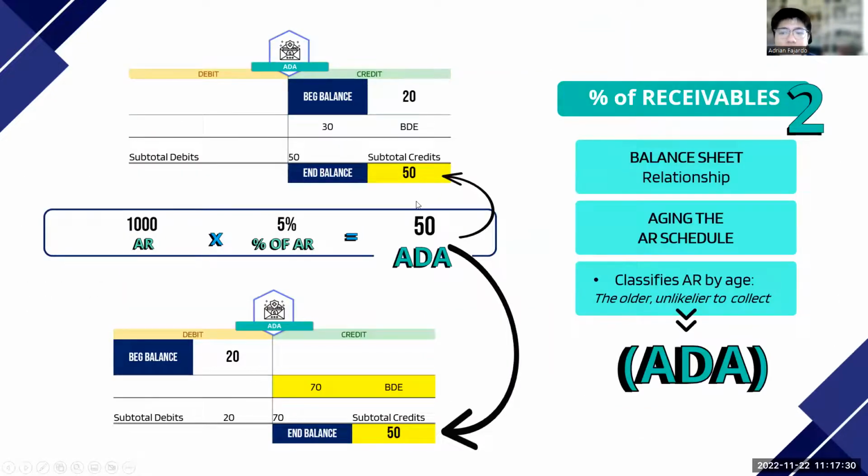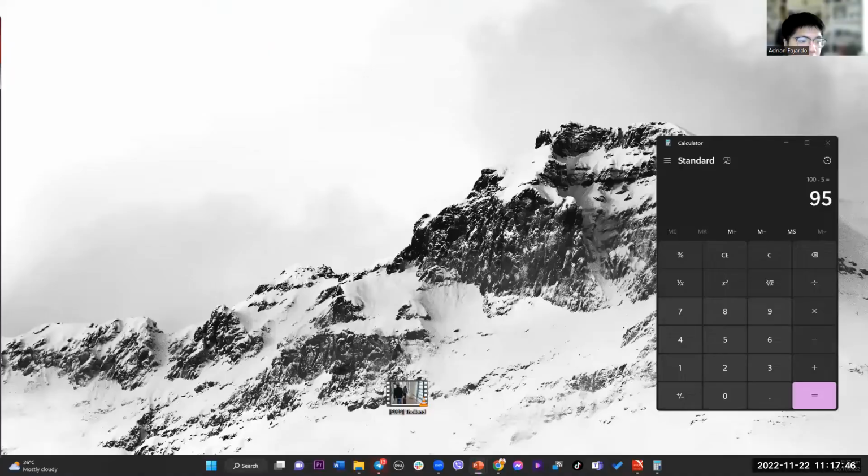Now the second method, ang difference niya is that, as the name suggests, the base is accounts receivable. So you'll have 50, pero rather than BDE yung makukuha nyo, ang makukuha nyo is yung ending balance na 50. So yung BDE, you have to compute.